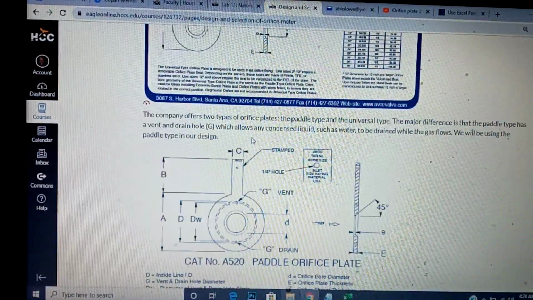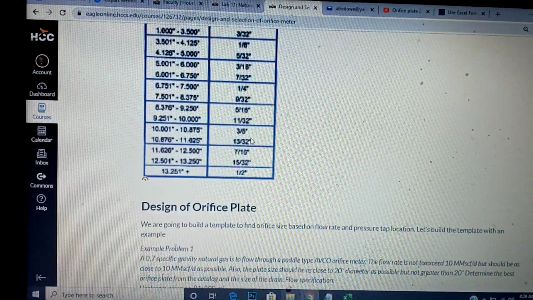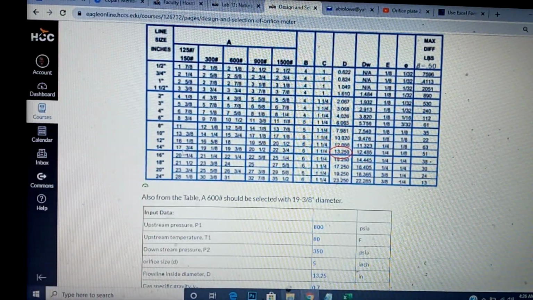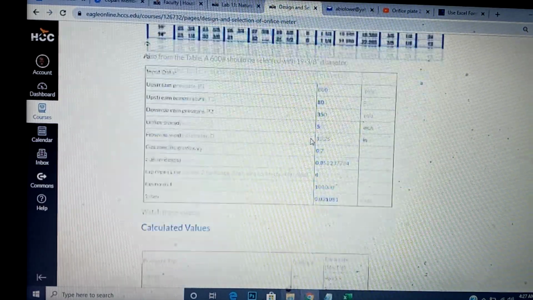So for line size 14, my A that is close to 20 inch is 1938. So I'm going to order for A number 600. So they understand. If I say line size 14, A600. Then what is D? I continue there. D, this is D. D is 13.25 inches. So that's the inside diameter of the pipe. So I'm going to use that in my template.